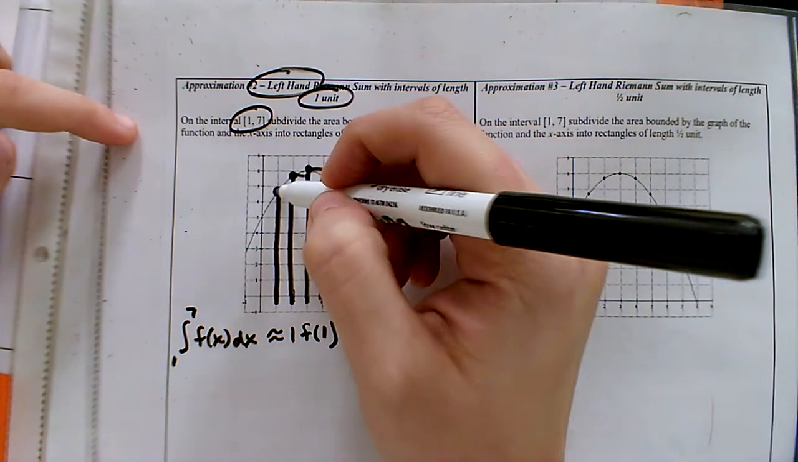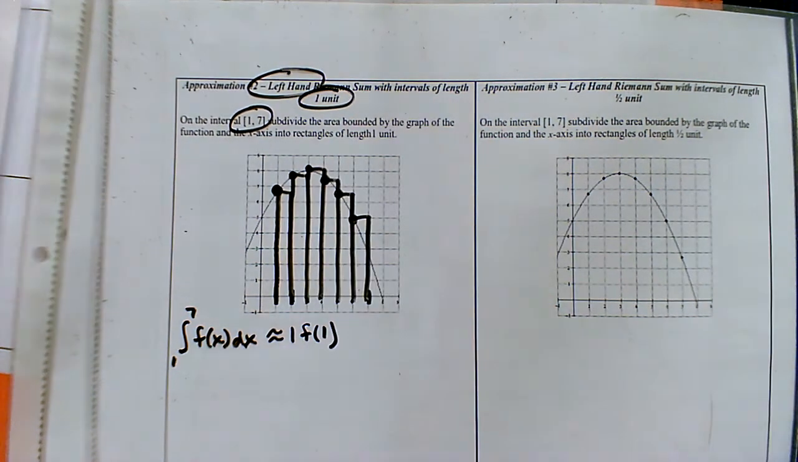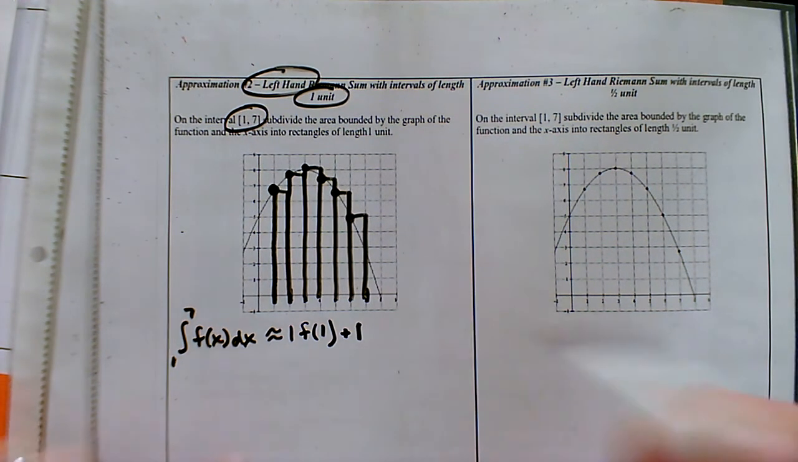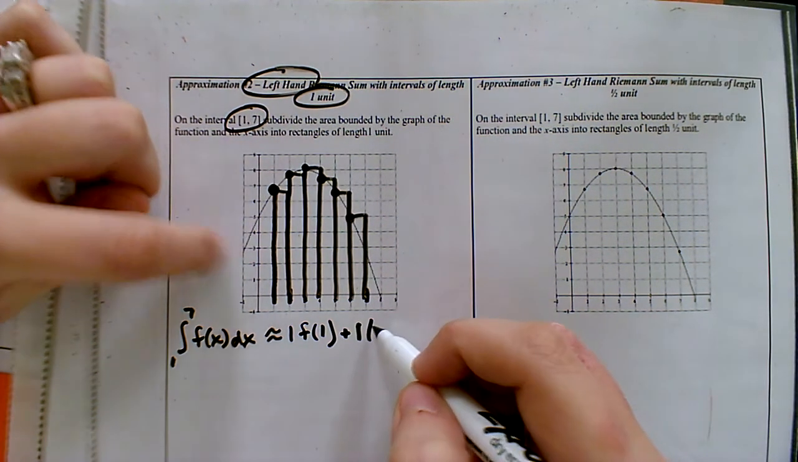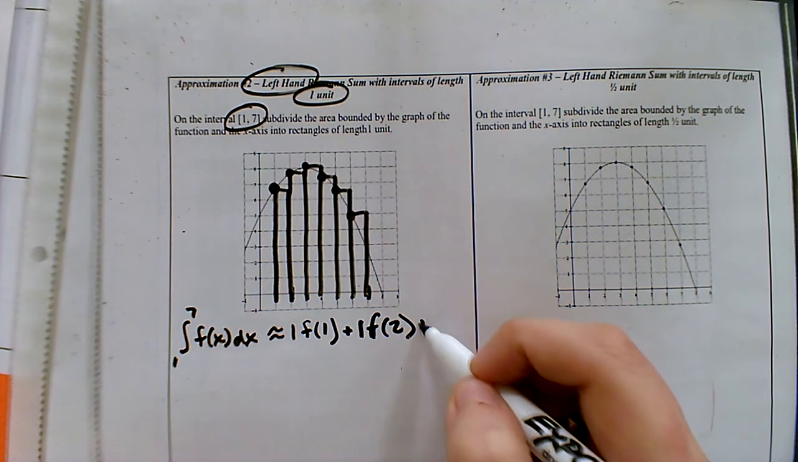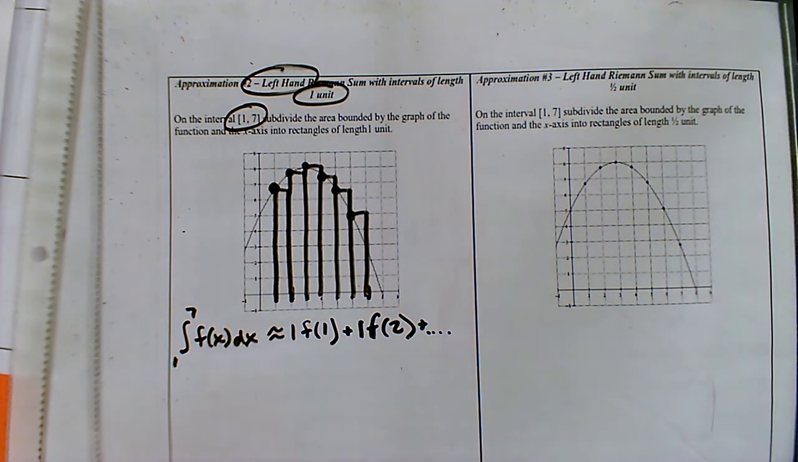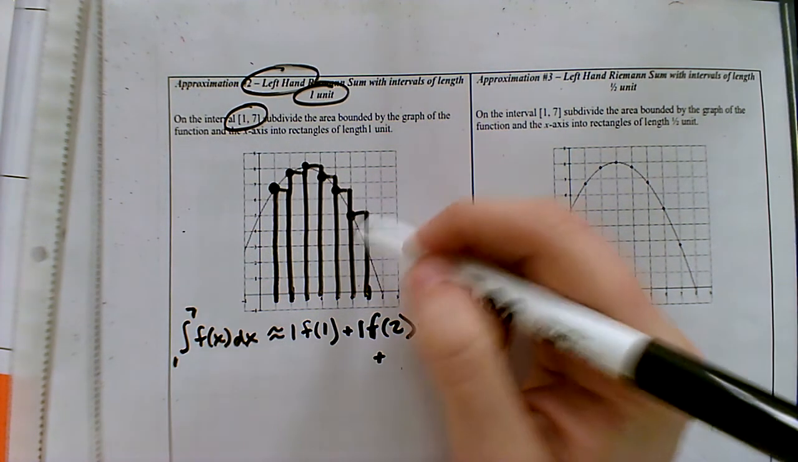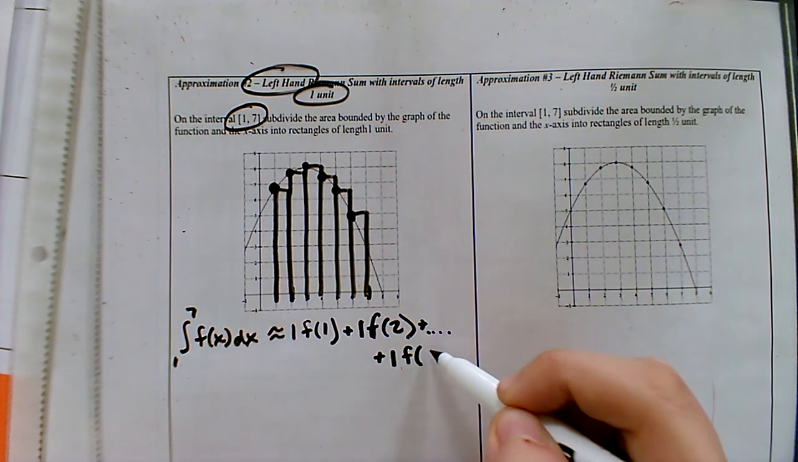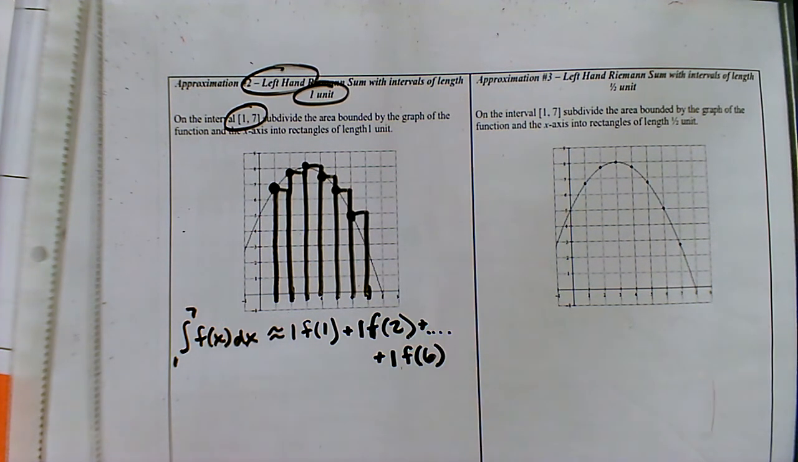Okay, that's where the left endpoint came from in terms of the x location. So the next rectangle has another base of 1. The left endpoint came from f of 2. Okay, and then you're going to repeat the process until you get to the very last rectangle, base of 1, height, f of 6.